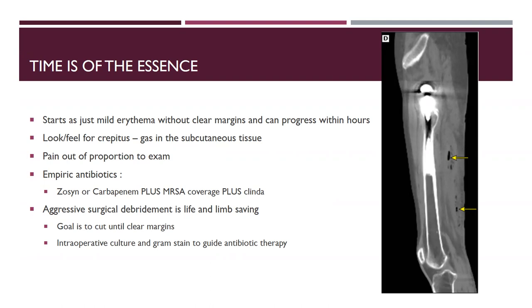The pain will be out of proportion because the superficial skin findings don't portend how deep the infection actually goes, because it tends to migrate along the fascial planes before you ever get superficial involvement. This is the time to pull out the big guns, either Zosyn or a carbapenem plus MRSA coverage with vanco, plus clinda, because again, it can help mediate toxin production.